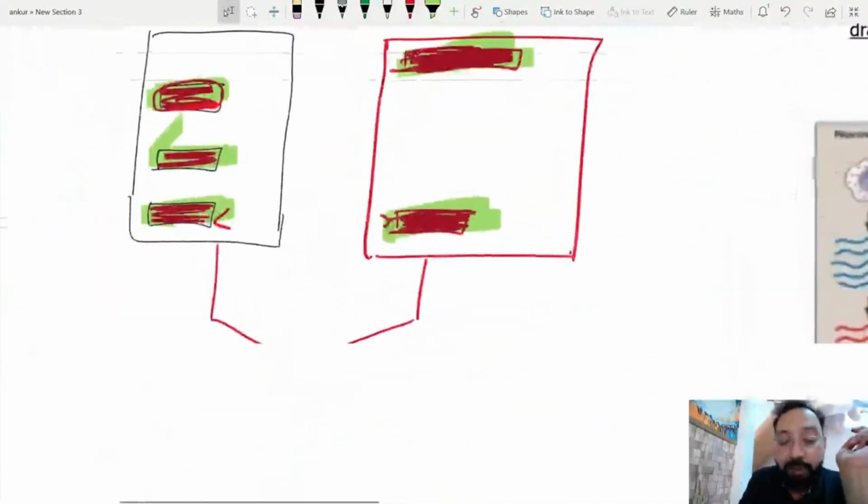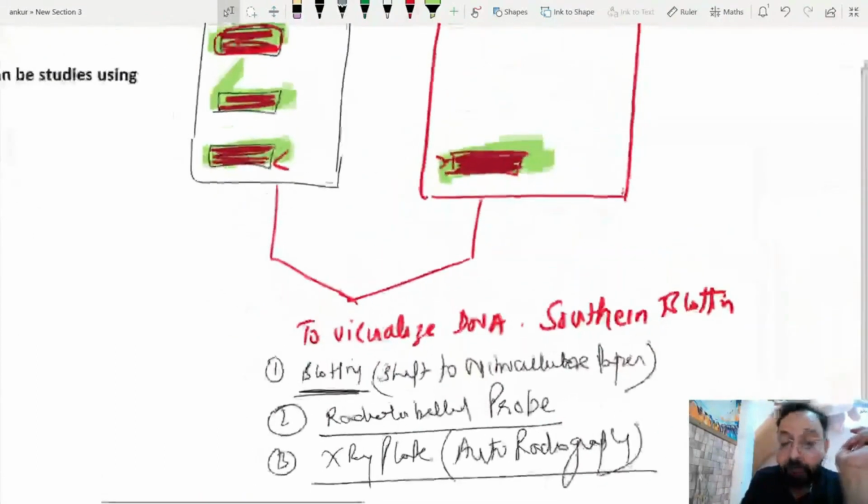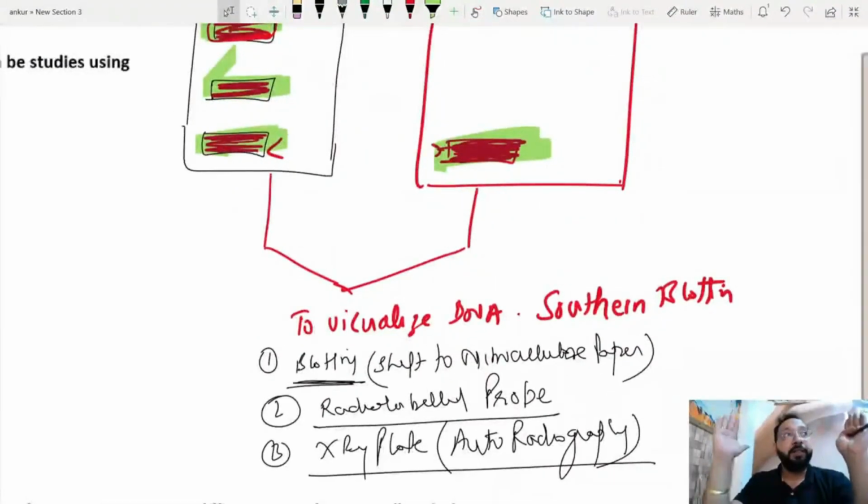How will we visualize this DNA? We will visualize DNA by southern blotting. What is southern blotting? First of all, we shift the impression onto the nitrocellulose paper. Now the impression has come on the nitrocellulose paper. Now what happened?